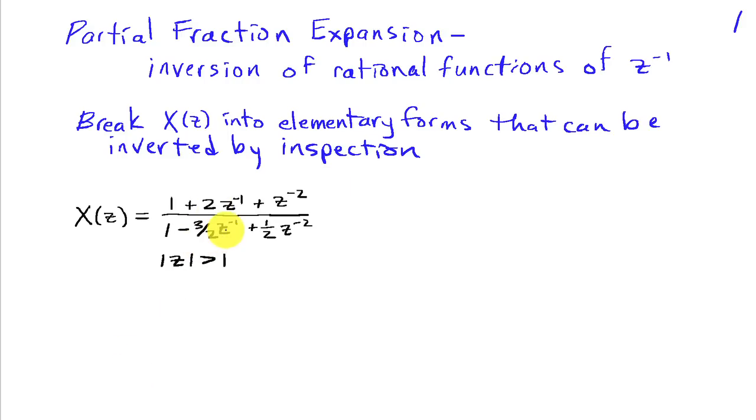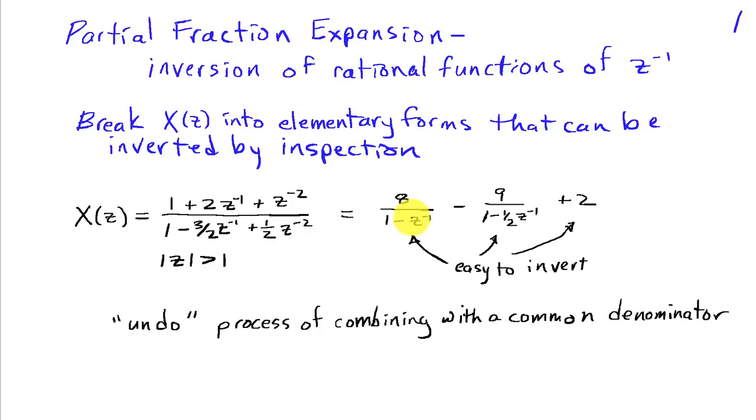So let's suppose I have X(z) in this form here. It's a rational function in z inverse: 1 plus 2z inverse plus z to the minus 2, divided by 1 minus 3/2 z inverse plus 1/2 z to the minus 2. We'll assume our region of convergence is the magnitude of z greater than 1. If I break this up using partial fraction expansions, I can write this as 8 over 1 minus z inverse, minus 9 over 1 minus 1/2 z inverse, plus 2. Each of these terms is very easy to invert because we've seen these kinds of Z transforms before. We've already derived them.